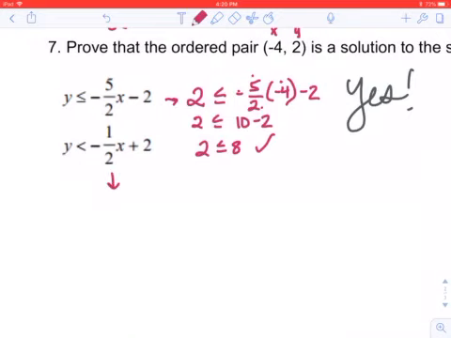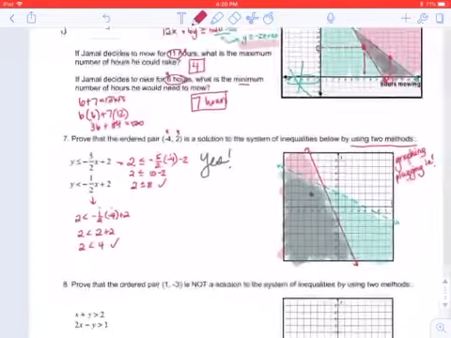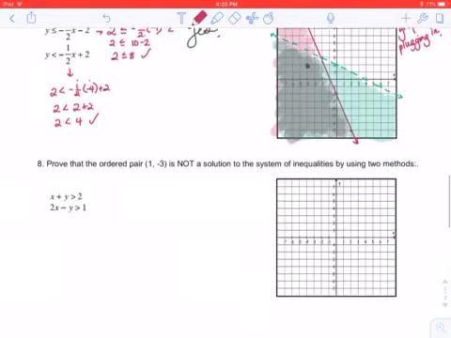Okay, let's do the bottom one. Again, I plug in x and y, so 2 is less than negative 1/2 times negative 4 plus 2. Well, half of 4 is 2, and a negative times a negative is a positive. So 2 plus 2, and 2 is less than 4. So yes, we've proved it in two different ways, graphing and plugging it in.